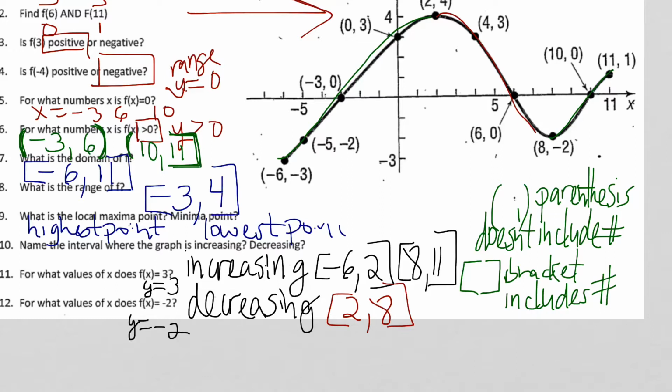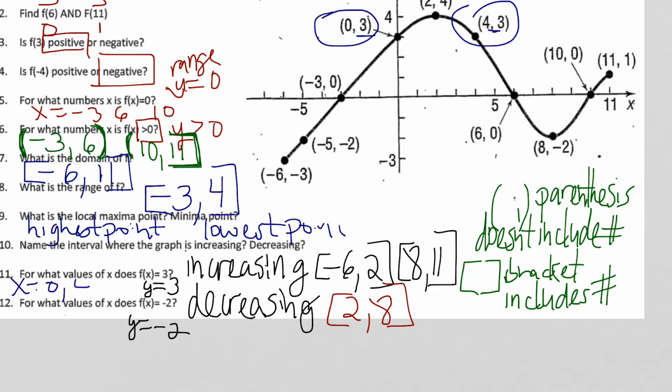All right, number 11. What values of x does f of x equal 3? So again, f of x is my output, my y value. Where is y equal to 3 on this graph? All right, I see 2 spots where the x is 0 and where the x is 4. (0, 3), (4, 3).